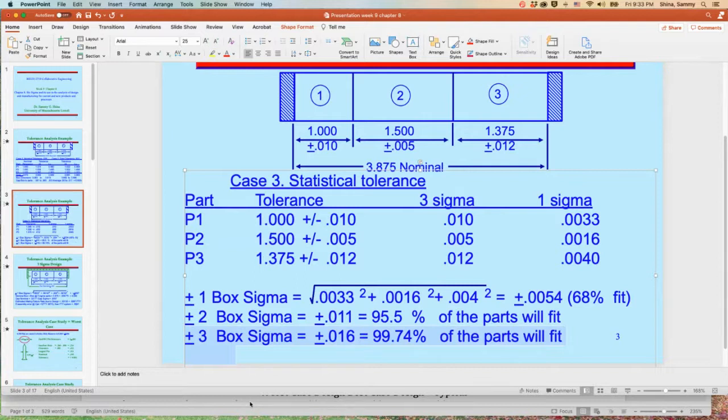So now we can go to companies, or we can design parts, and we can say, okay, we'll design it to 4 sigma. If we design it to 4 sigma, 32 parts per million will fail. We can tolerate that, but we get a much better specification. Like this 3 sigma design is 0.16.